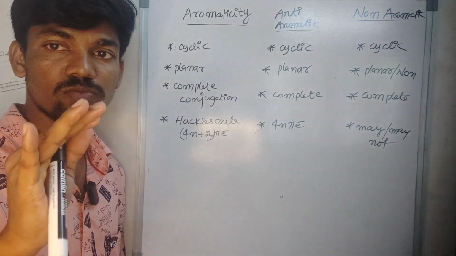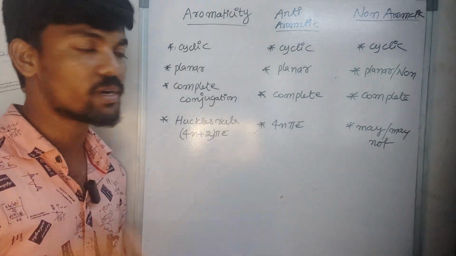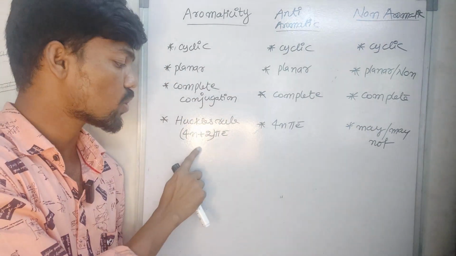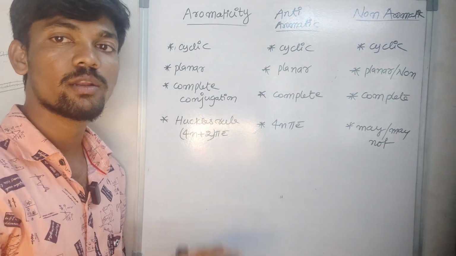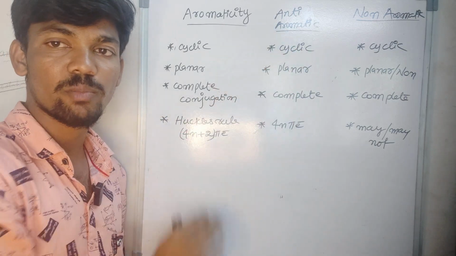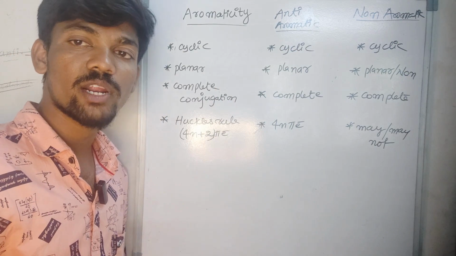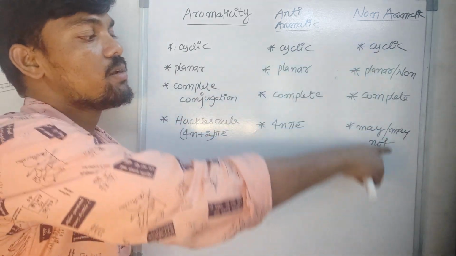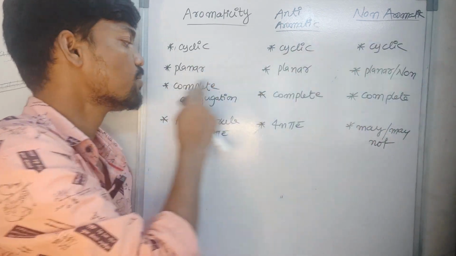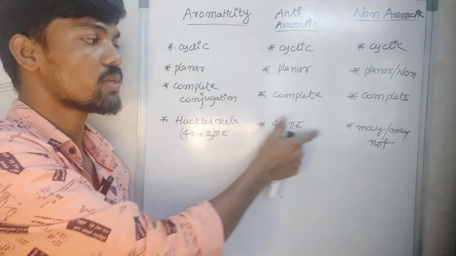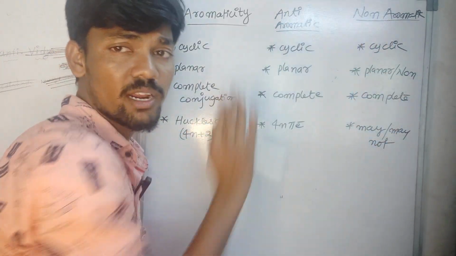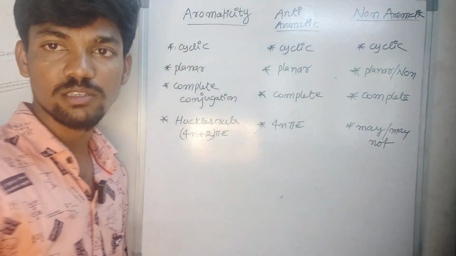Here complete conjugation should be there. Next, for aromaticity, the 4n plus 2 pi electrons rule should be obeyed. For anti-aromatic, the 4n pi electrons rule is obeyed, but here it is not obeyed. Cyclic is totally the same, the second also the same, the third also the same, but the fourth is different. If conjugation is not complete, it is non-aromatic. If it is non-planar, it is non-aromatic.